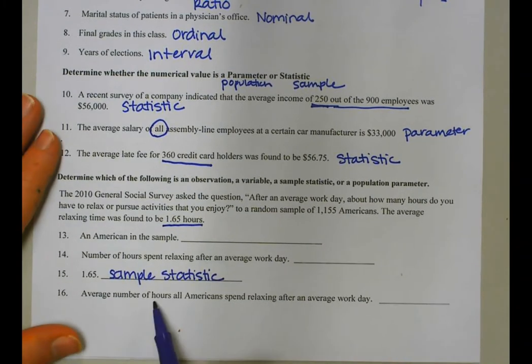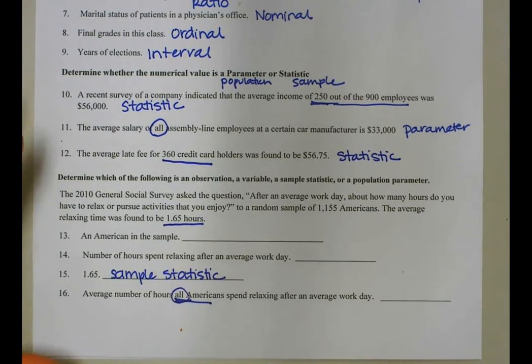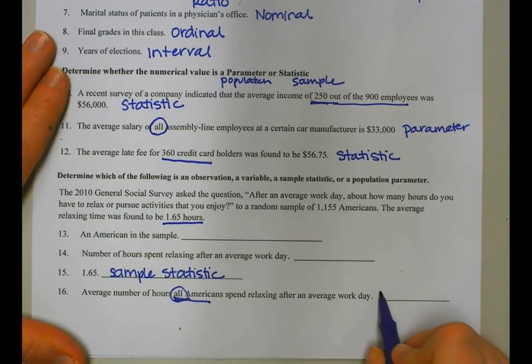Here it's asking the average number of hours all Americans spend relaxing. So since this is trying to find it for everybody, this would be our population parameter.